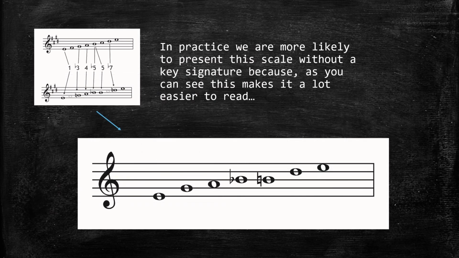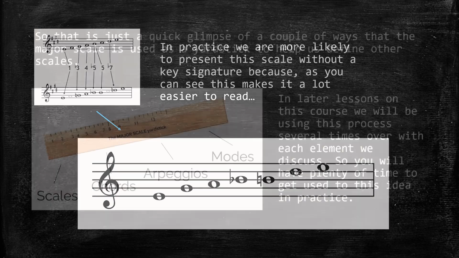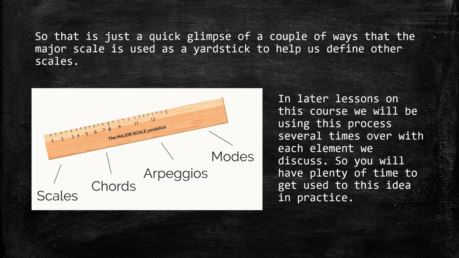In practice, we are more likely to present this scale without a key signature because, as you can see, this makes it a lot easier to read. So that is just a quick glimpse of a couple of ways that the major scale is used as a yardstick to help us define other scales.